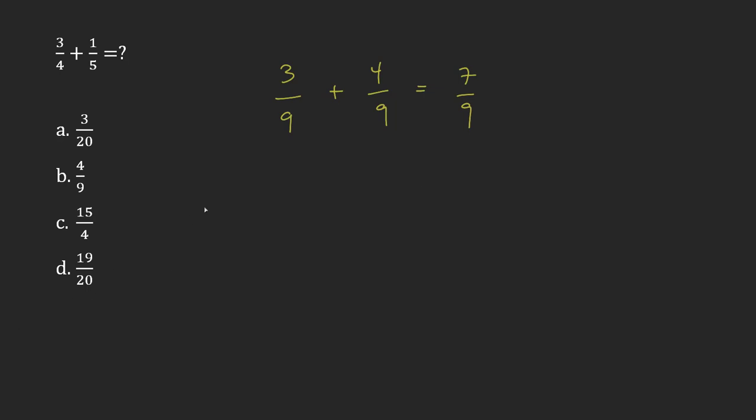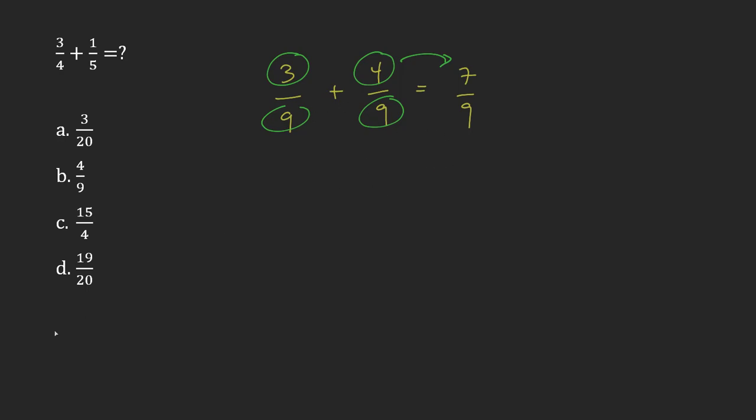If you have the same denominator the whole way through, you can just add the numerators. So 3 plus 4 is equal to 7. It's easy if the denominator remains the same. You're allowed to do that.